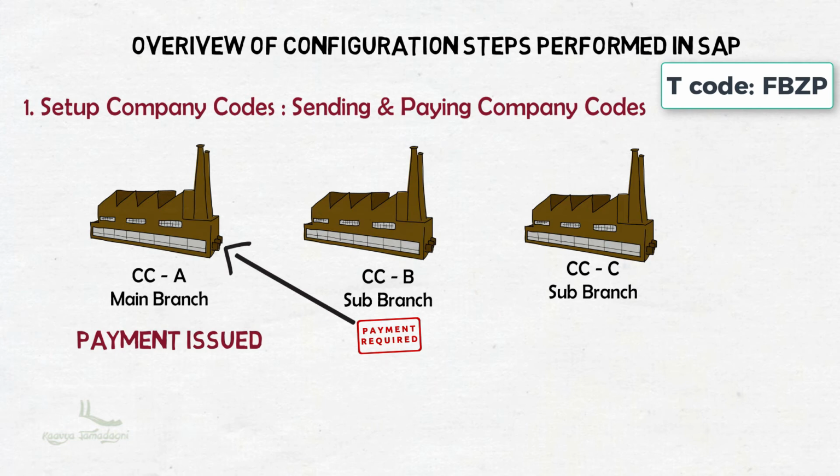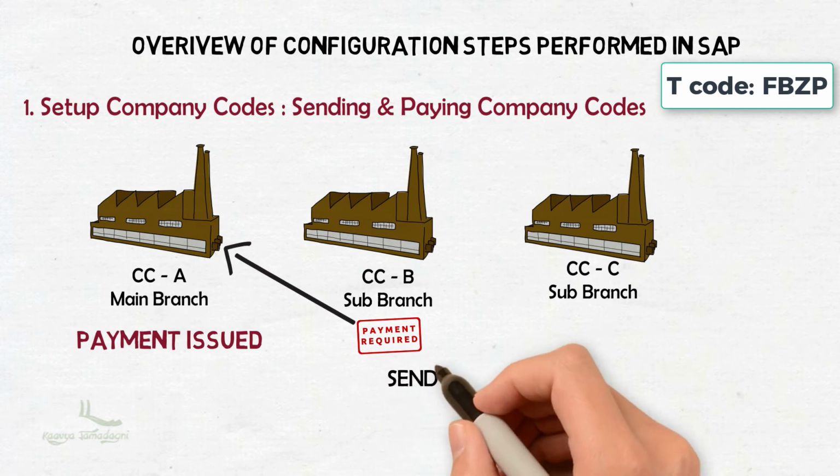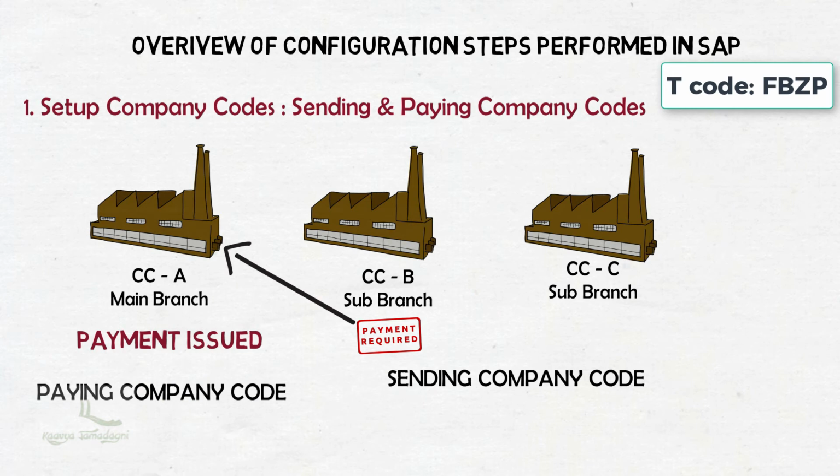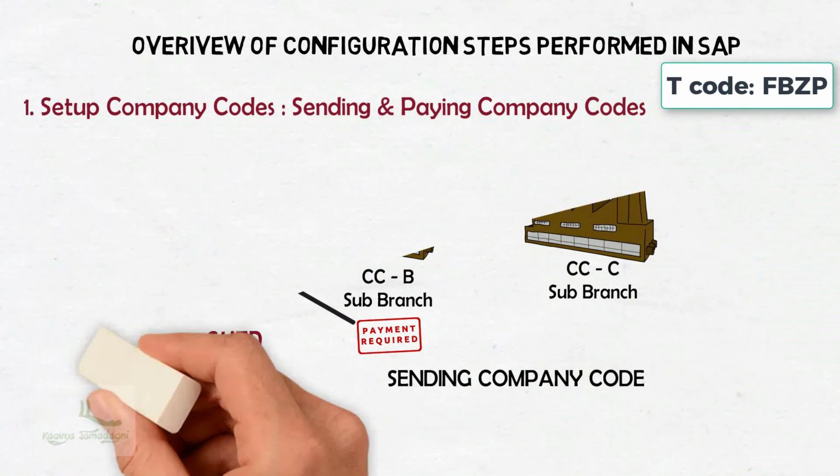So, in this example, we can see that B and C are sending company codes, but A is the paying company code. In other words, sending company codes are the company codes which make the invoices and do not make the payment, wherein the paying company code is the one which pays. Got it? So, I hope you are now clear with the sending company code and the paying company code.